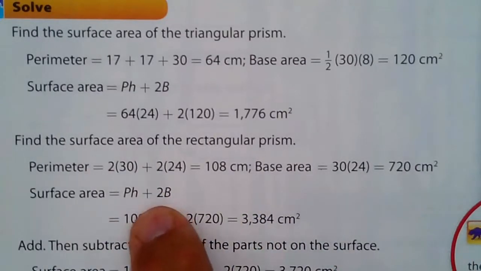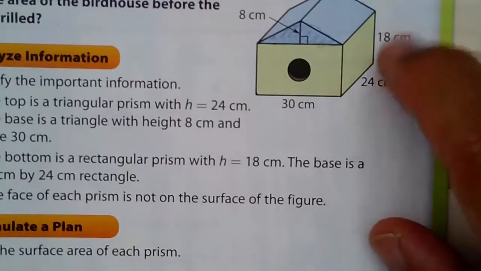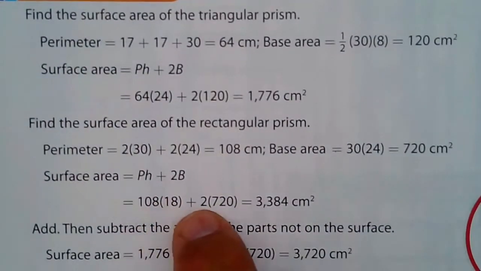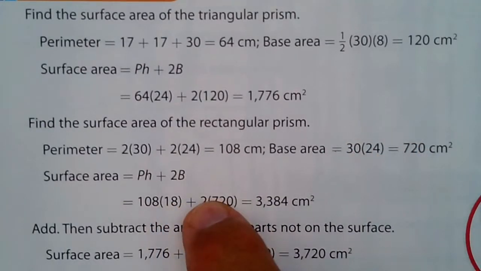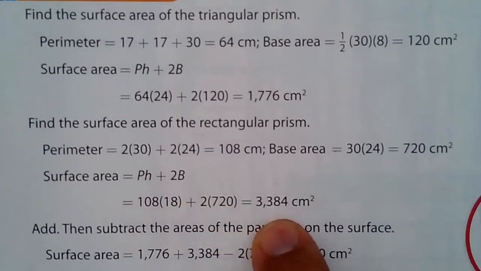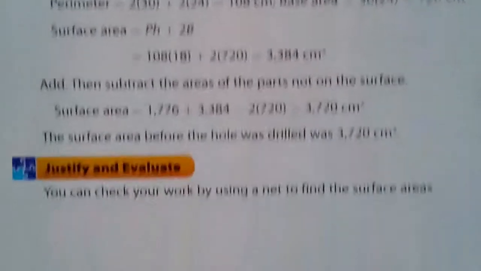Surface area, final surface area, is the perimeter of the base, which is 108, times the height. The height is 18 right there. And plus 2 times the base area, and the base area was just mentioned at 720. Multiply it, use the order of operations to get 3,384. So we're going to add them up and then subtract the areas that we're not using.